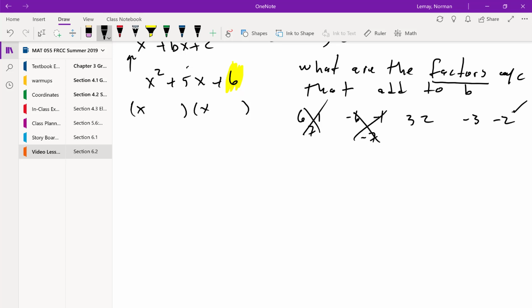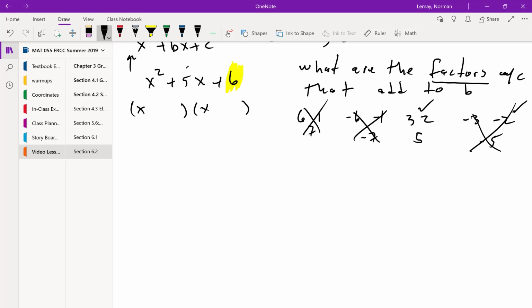And 3 times 2 is 6. And notice that this adds up to 5. So there we go, we got this set. But let's just take a look at the last. -3 times -2 is +6, but notice that this adds to -5. So this set here is not going to work. So the idea is that you do this until you find a set that works.